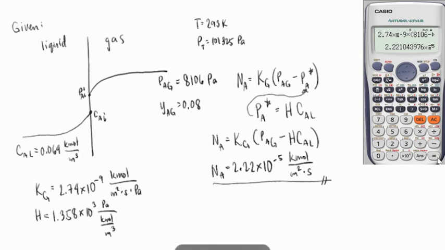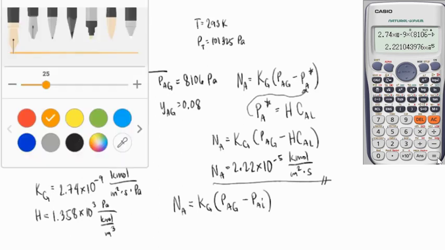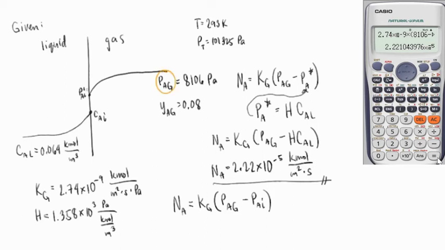Now, this determination of the molar flux allows us to determine the interfacial concentrations by the use of the same molar flux. We can write now our equation for molar flux in terms of interfacial concentrations as small kg multiplied by the driving force PAG minus PAI. If you take a look at our diagram here, this is PAG, this is PAI. PAG is greater than PAI, so that becomes our mass transfer gradient. Okay, that is PAG minus PAI.